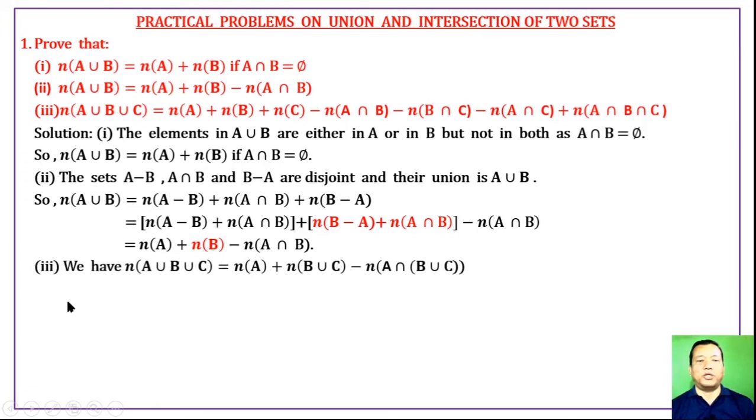For Roman number 3, we have n(A union B union C) is equal to n(A) plus n(B union C) minus n(A intersection B union C).